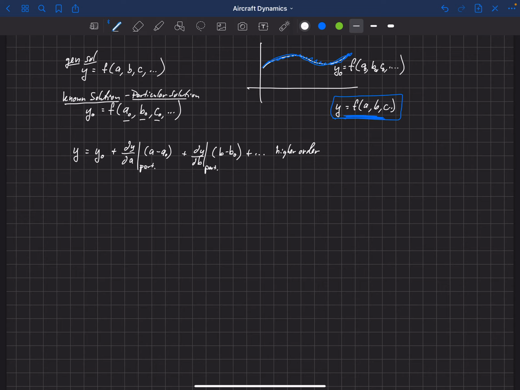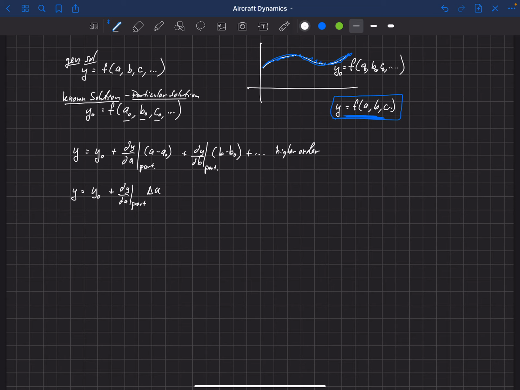Okay, so at this point now we can rewrite. Let's just rewrite this here first. So y equals y naught, my known solution, plus the partial of y with respect to a evaluated at the particular solution times, we're going to call this delta a.